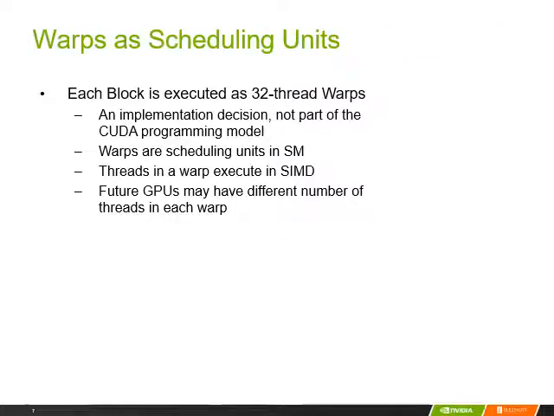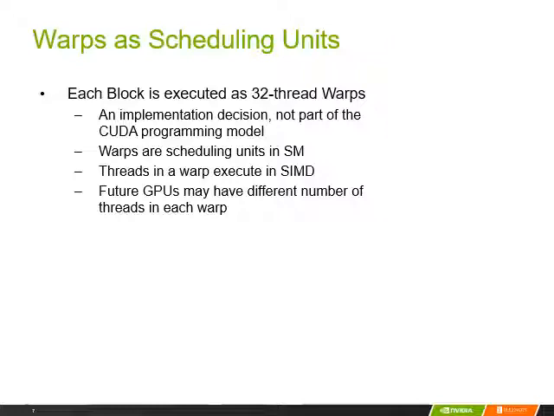Now that we understand the basic concept of single instruction multiple data execution, we can understand how warps are actually executed in streaming multiprocessors. Each block will be executed as a collection of 32 thread warps. If we have a 256 thread block, we are going to divide that thread block into 8 warps, each one with 32 threads. And this is an implementation decision, not part of the CUDA programming model.